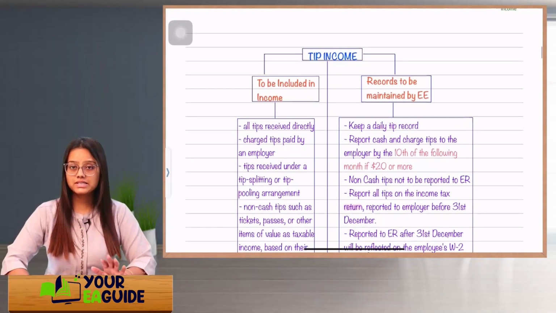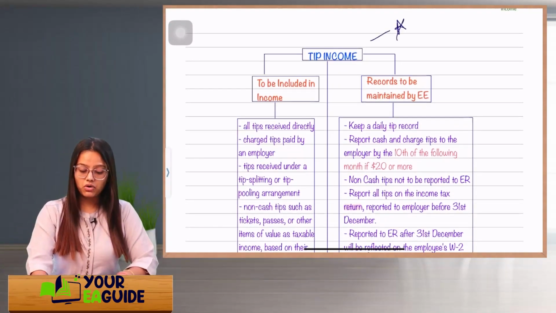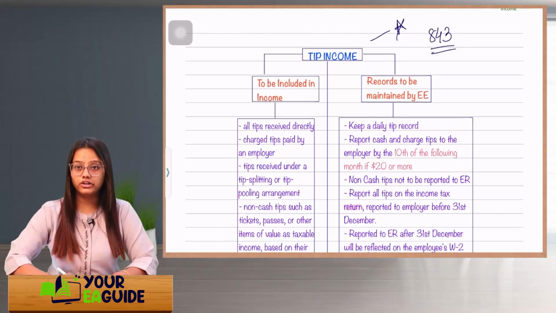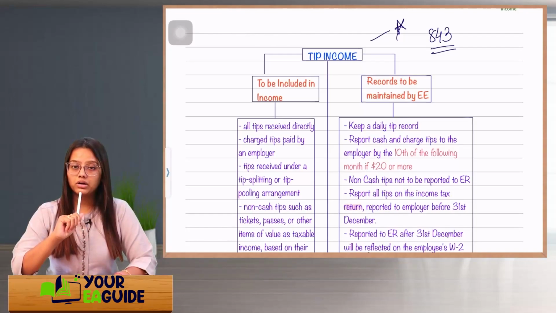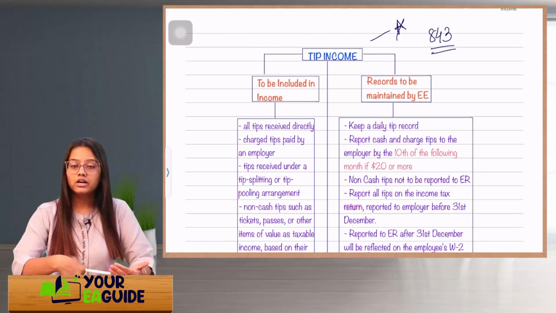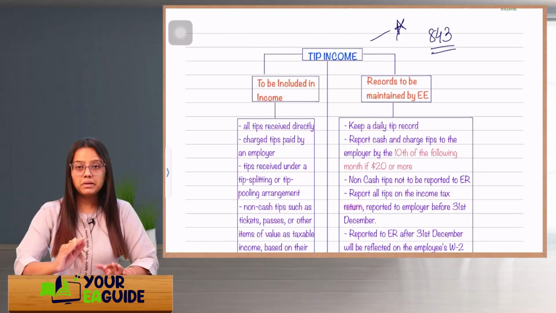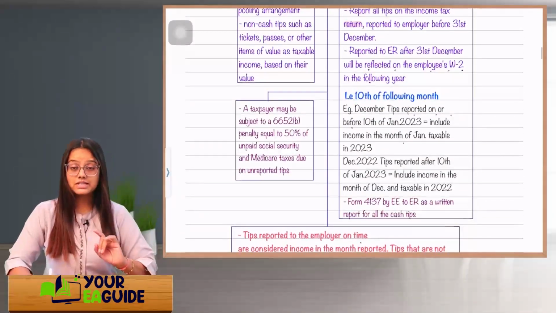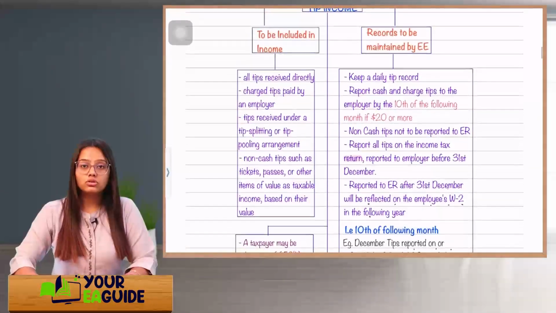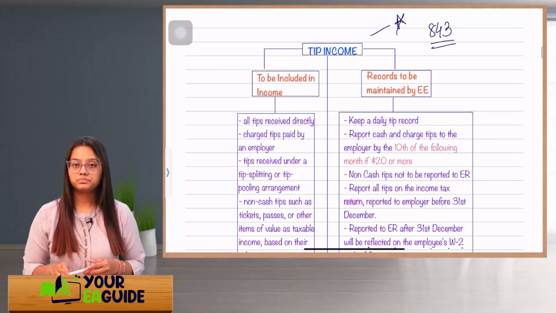Yeah, next one is tip income. On this, there was one question asked in the recent paper. It was regarding form 843. 843 is for taking the refund, a refund of extra paid Social Security and Medicare. On tip income also there was one question. I'm not sure exactly, but the form number 4137 was asked. So please understand it carefully, guys.